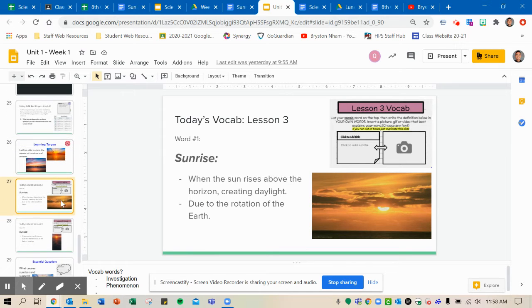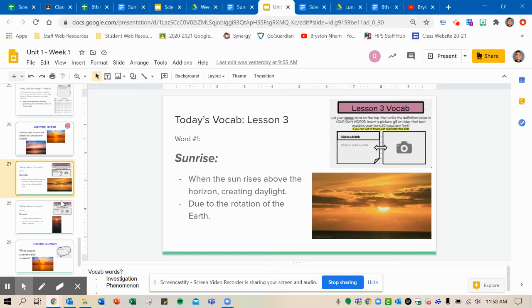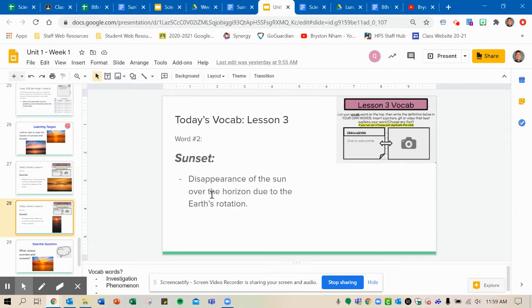You have two vocab words today, guys. The first one is sunrise. Okay, pretty straightforward. You know what a sunrise is. It's when the sun rises above the horizon, creating daylight. This is due to the rotation of the Earth in relation to the sun and the moon. Okay. Same thing, sunset. Instead of the appearance of the sun, it's the disappearance of the sun over the horizon due to the Earth's rotation. So those are your two vocab words for today.